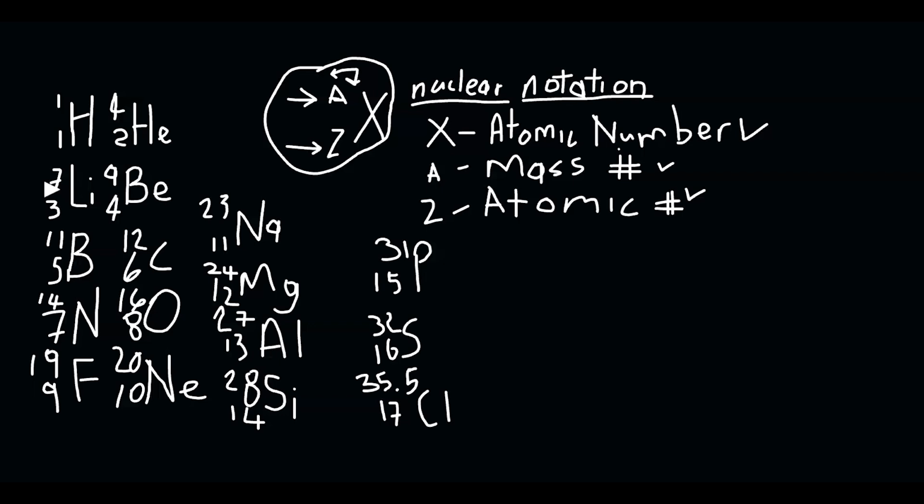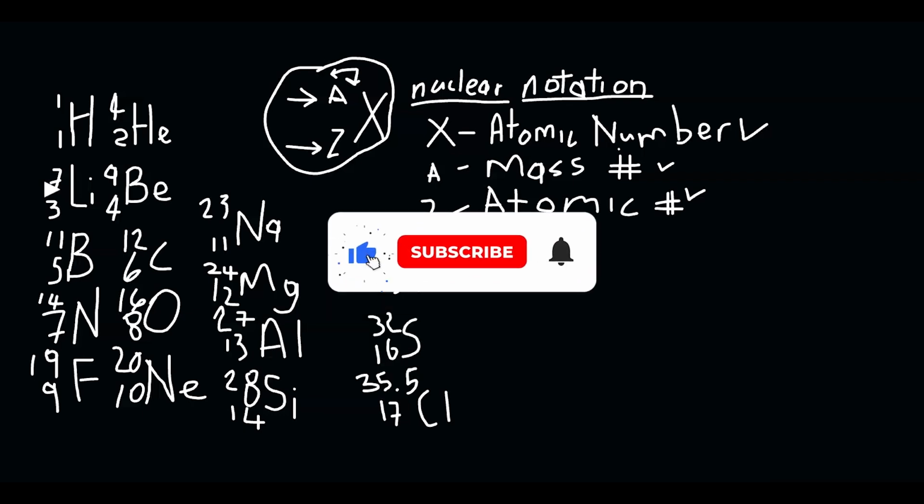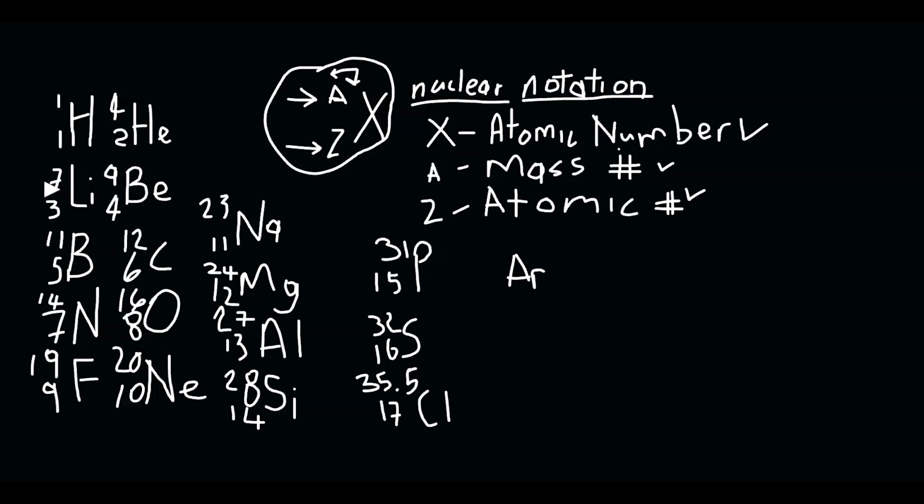And then you would have argon, Ar. And so it's what, 18 and what? 40. Good. So that would be 18 and 40, and then 19, potassium, which would be K. Okay. 19 and 39. And then 20, calcium, would be 20 and 40. Good.